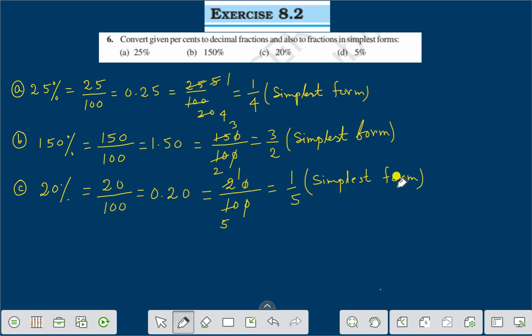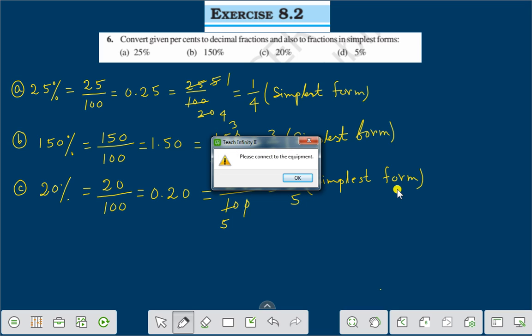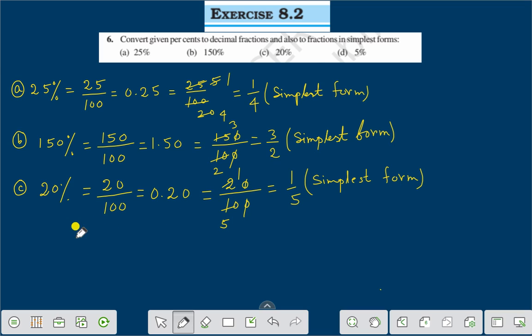Now question number D. Question number D, here you see, is 5%. It changes into decimal fraction, that is 5 by 100, and that is equal to 0.05.